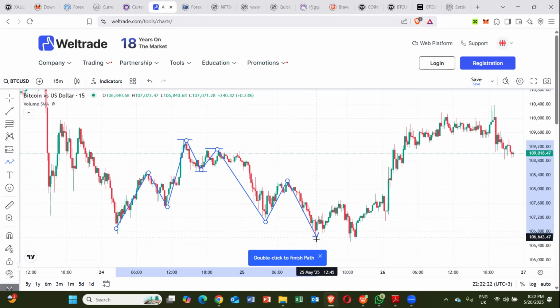And now it came here again, created a low, and came back up, created a new high, and the high did not take out the previous high. So this one becomes a lower high because it's still lower than this one. So when you are going down, you are creating a set of lower highs and lower lows.